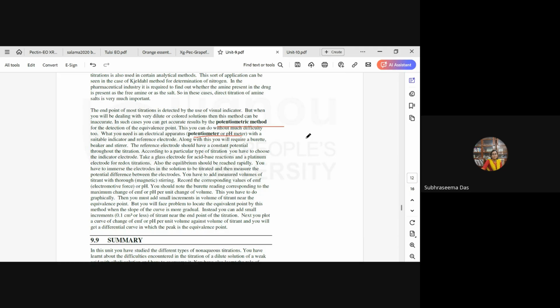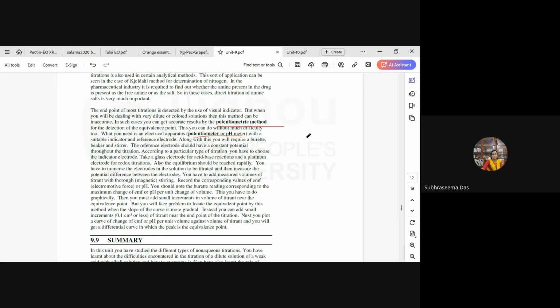Also the equilibrium should be reached rapidly. We have to immerse the electrodes in the solution to be titrated, and first we measure the potential difference across the electrodes. Then we add measured volumes of the titrant with continuous stirring. The stirring must be done. Then we measure the value of the EMF or the pH. Then we have to note the burette reading corresponding to the maximum change in the EMF or the pH value per unit of volume. This we can do graphically.